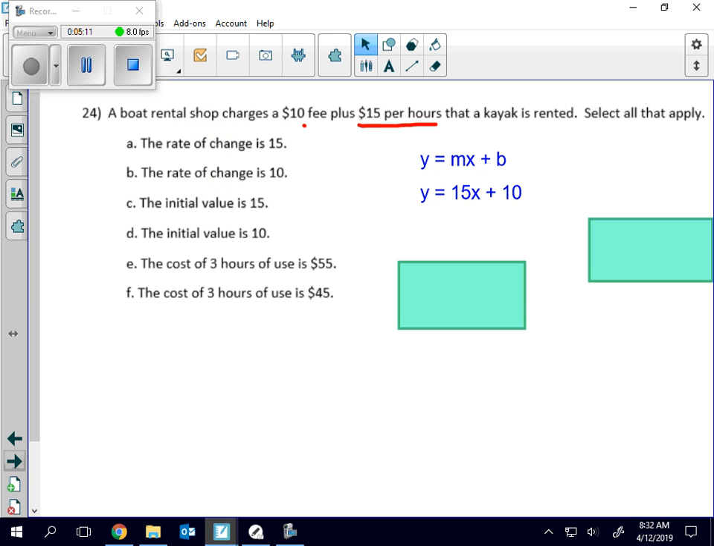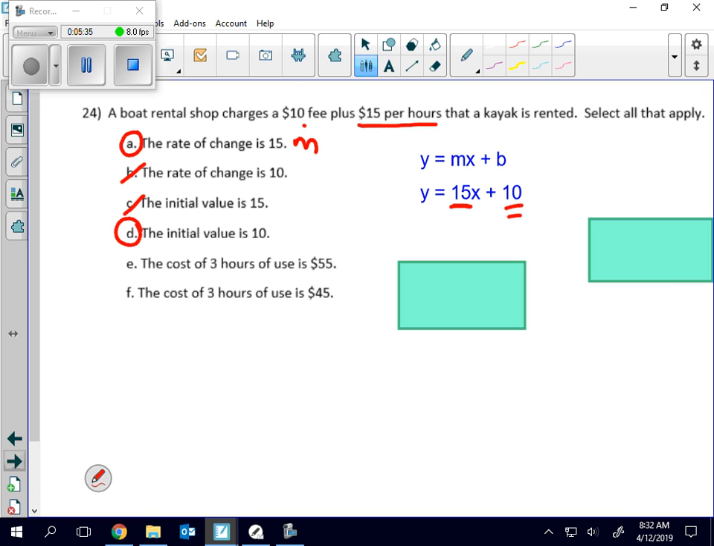So let's go see. Our rate of change, is it 15? Yeah, our slope is 15. So therefore, the rate of change is not 10. The initial value is 15? No, our initial value is 10. The cost of 3 hours of use is $55.